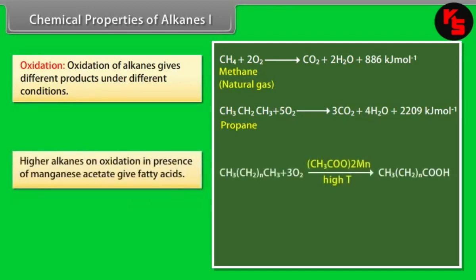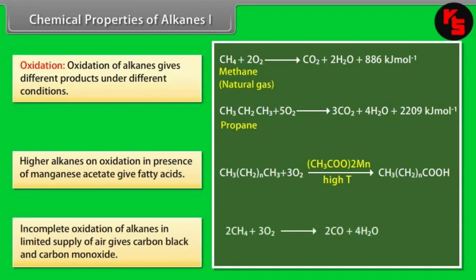Higher alkanes on oxidation in the presence of manganese acetate give fatty acids. Incomplete oxidation of alkanes in a limited supply of air gives carbon black and carbon monoxide. 2CH4 + 3O2 gives 2CO + 4H2O. CH4 + O2 gives C + 2H2O.